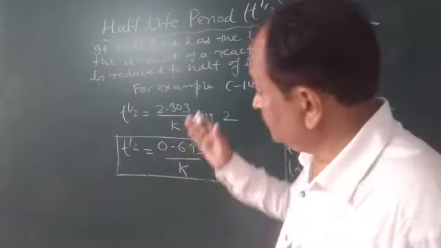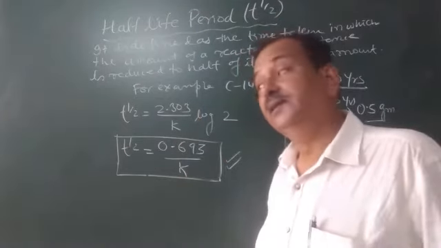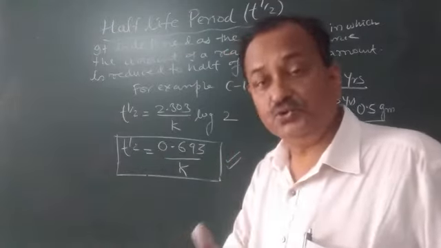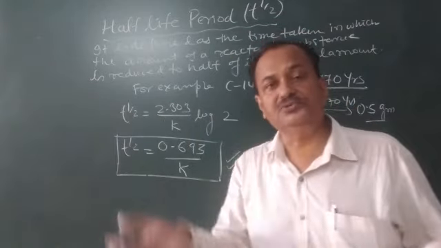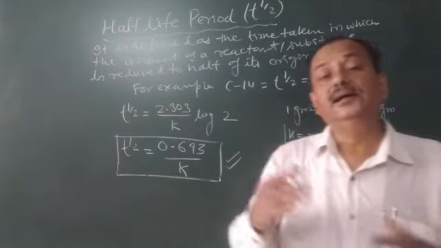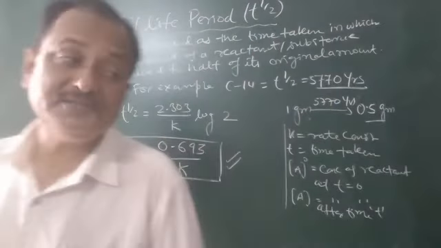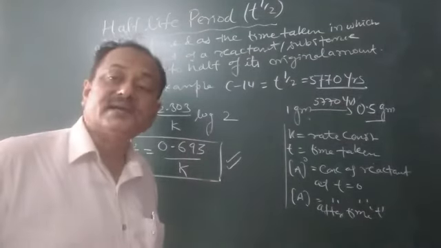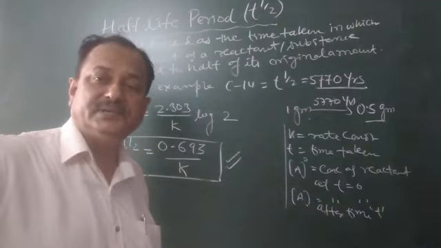And the point is why we study chemical kinetics. The answer is very simple. Any reaction can take place in any time period. So we need to calculate the concentration of the reactants or the concentration of the products, or what product will be formed after what time period. So as a result, this is very much significant in chemical kinetics. So this is all about the concept of half-life period and its applications.